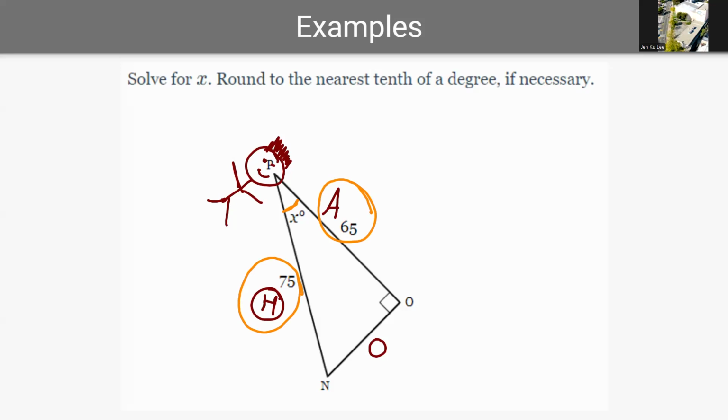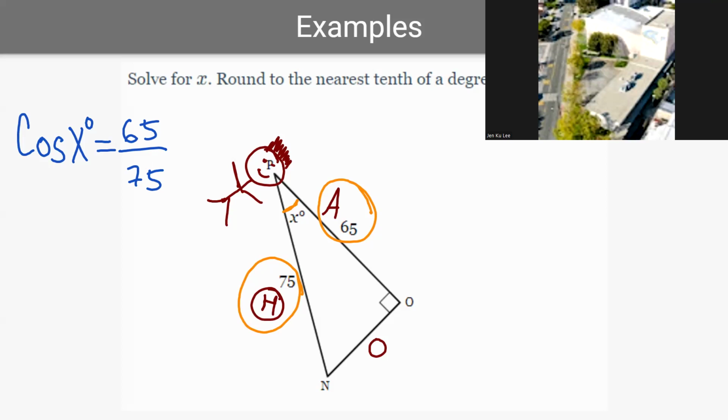What trig function deals with A and H? Cosine. So the cosine of x degrees equals 65 over 75, right? I have no idea how to simplify that. So I'm going to move to my calculator and I'll show you guys how to do that.